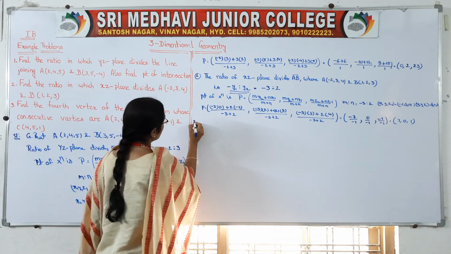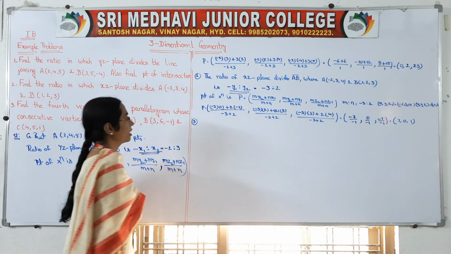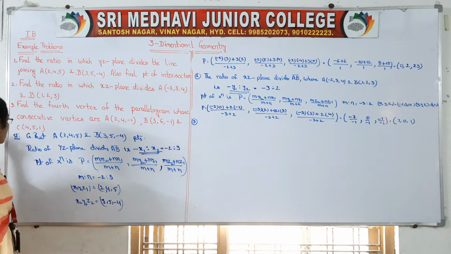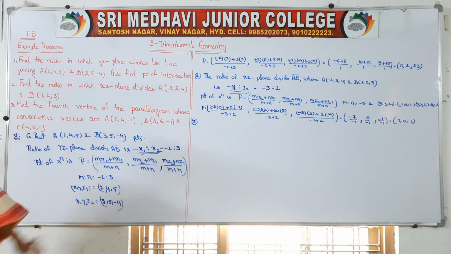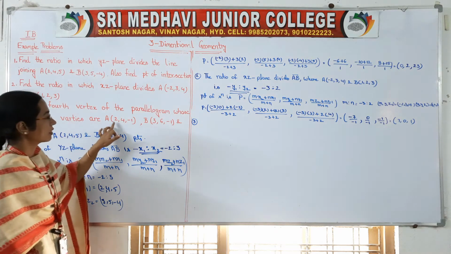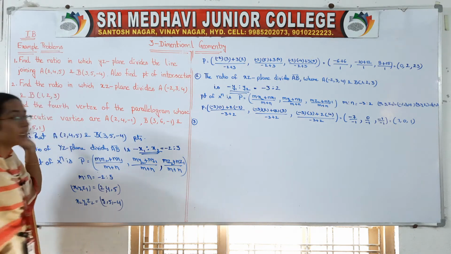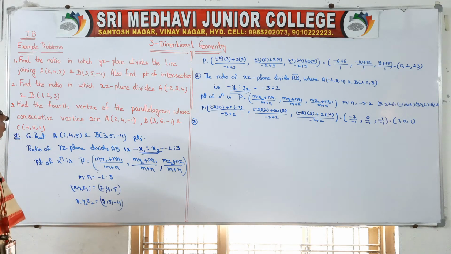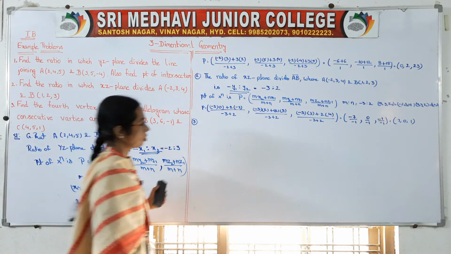Okay. Now come to the third question. What is your third question? Find the fourth vertex of the parallelogram whose consecutive vertices are A, B and C. Okay. So the fourth vertex is not given to us, only 3 vertices of the parallelogram are given to us.